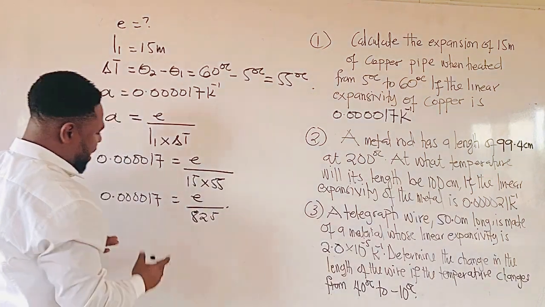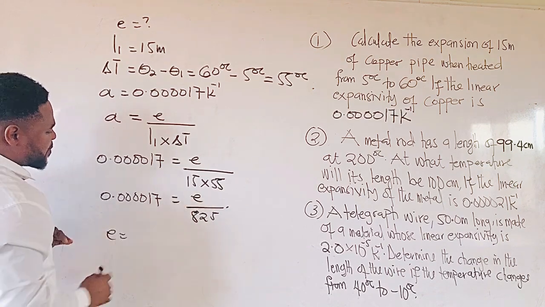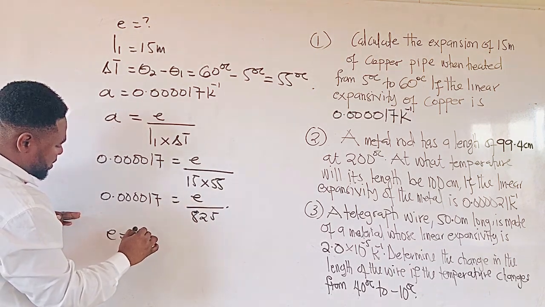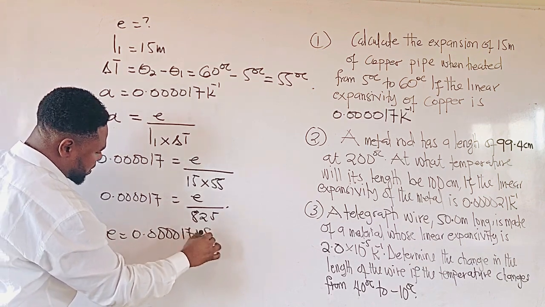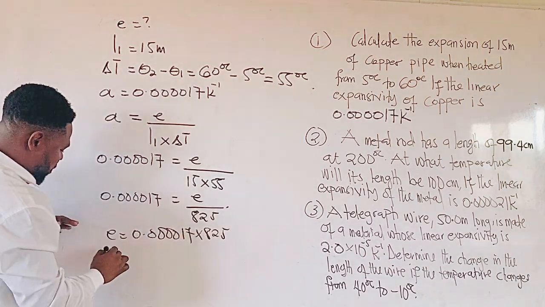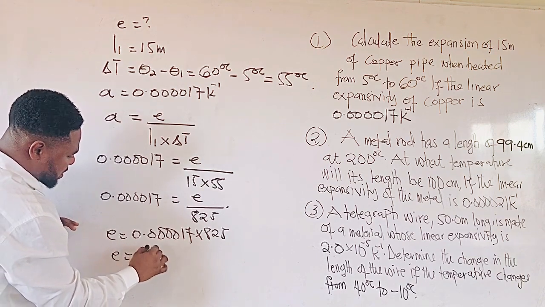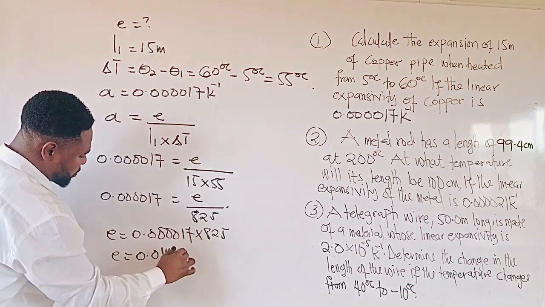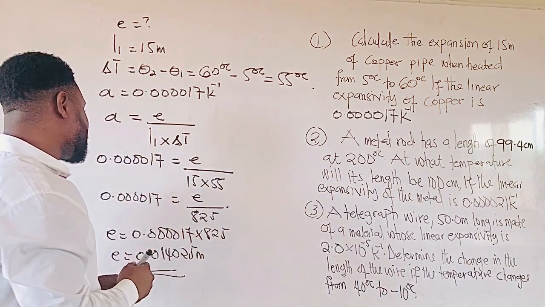All right. Now at this level, we cross multiply to find our expansion. So we have 0.00017 times 825. All right. And when we multiply this, we are going to have 0.014025 meters. So this is how we can get our expansion.